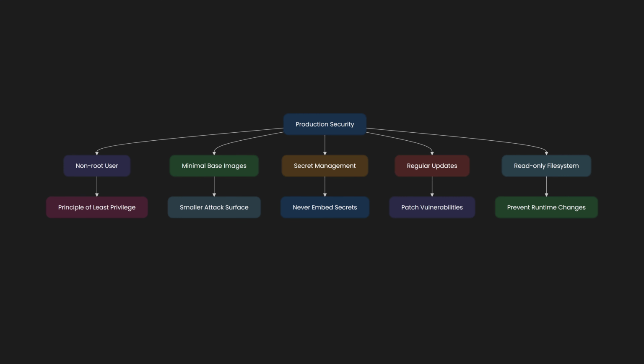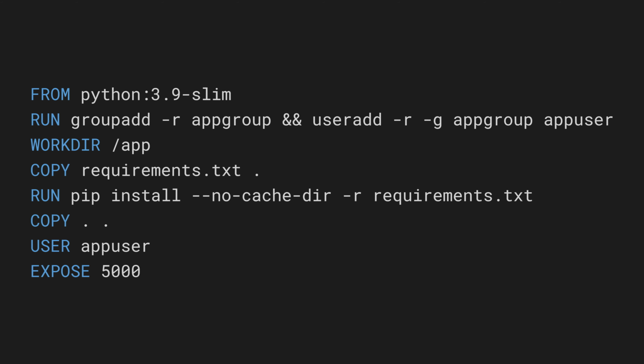Production security is multi-layered. Use non-root users, minimal base images, secret management, regular updates, and read-only file systems. Each measure reduces risk and enhances security. Secure by design: non-root user, minimal base image, no cache in pip install. This Dockerfile is ready for production deployment.